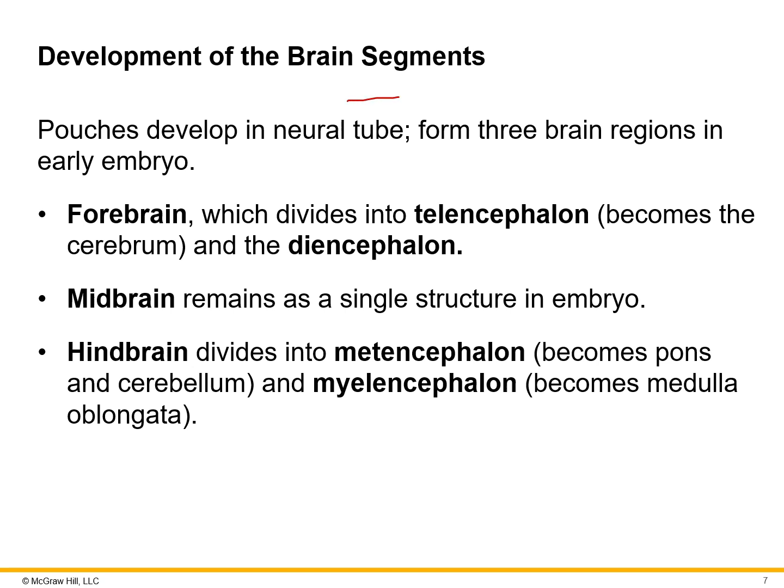Now, the development of the brain segments. The forebrain is divided into the diencephalon and telencephalon. That's what ultimately becomes the cerebrum, which is why we didn't mention it before. So what's going to happen is that pouches develop in that neural tube and they form these regions. Then the midbrain, again, remains a single structure, and the hindbrain develops into what's called the metencephalon that becomes the pons and cerebellum, and then the myelencephalon that becomes the medulla. So that's going to form that midbrain.